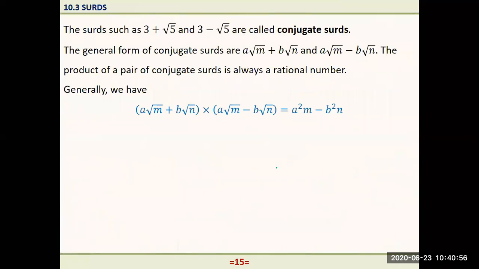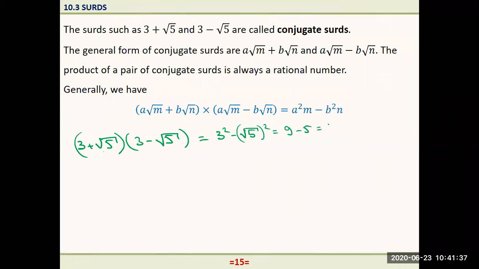All right, surds such as 3 plus square root of 5 and 3 minus square root of 5, we call them conjugate surds. Why? Because if we multiply them together, the result will be a rational number. For example, if we try 3 plus square root of 5 times 3 minus square root of 5, which is equal to a plus b times a minus b, right? So here we have 3 squared minus square root of 5 squared. Here we have 9 minus 5, which is equal to 4.